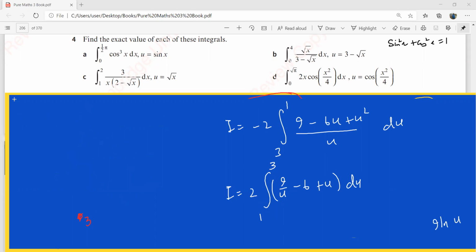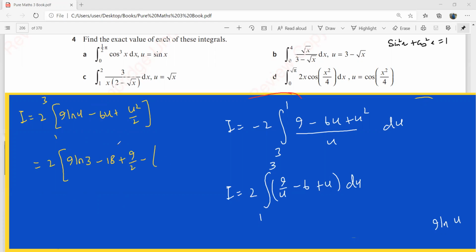Okay, so I have here finally, this is going to be I2, limit from 1 to 3. This is 9 ln u minus 6u plus u square over 2. And we put in the limits here. This is going to be 9 ln 3 minus 18 plus 9 over 2. And when I put 1, ln 1 is 0. Okay, let me write this as 9 ln 1 minus 6 plus half.